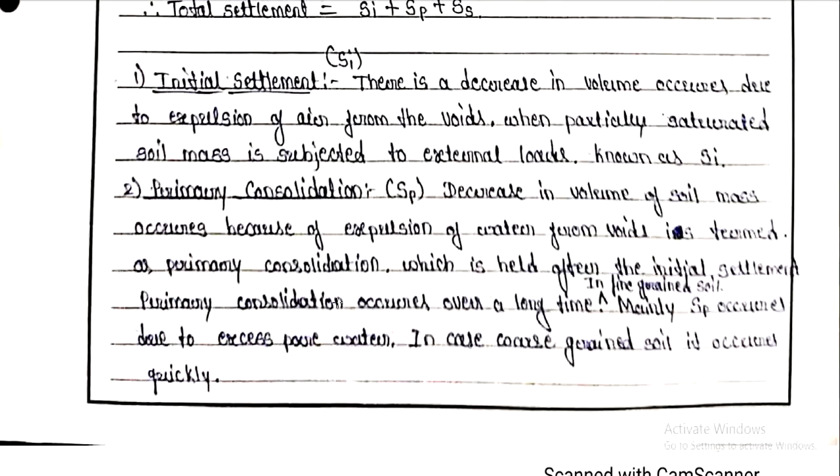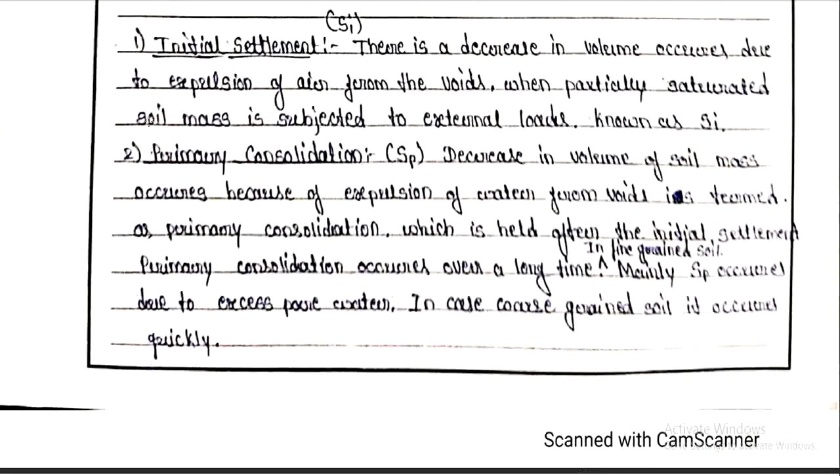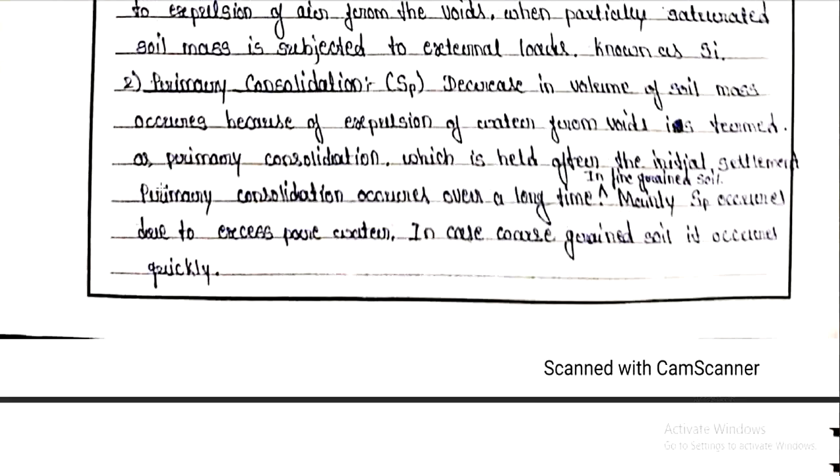Next, primary consolidation. Decrease in the volume of a soil mass occurs because of expelling out of water from the voids. Primary consolidation occurs after initial settlement and over a long time. So after initial settlement, the next step is primary settlement, which is nothing but expelling out of water from the voids, and it takes a lot of time.